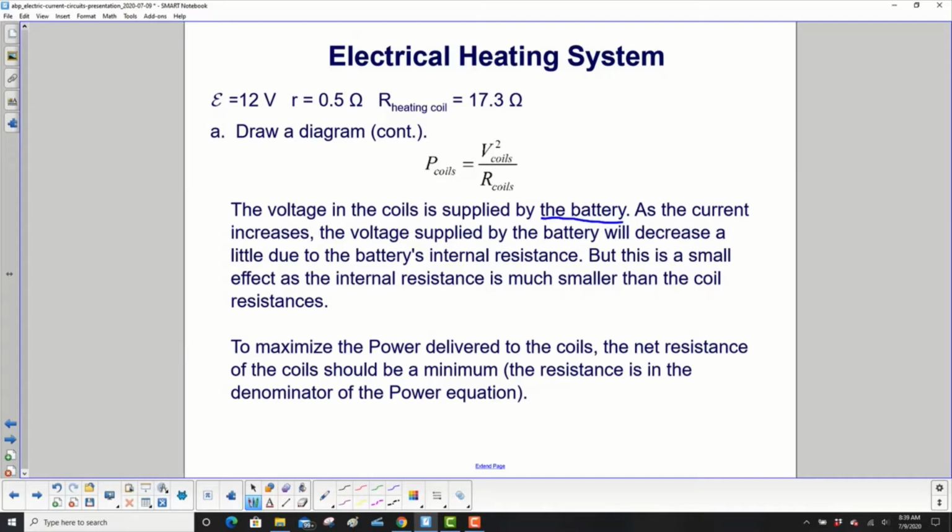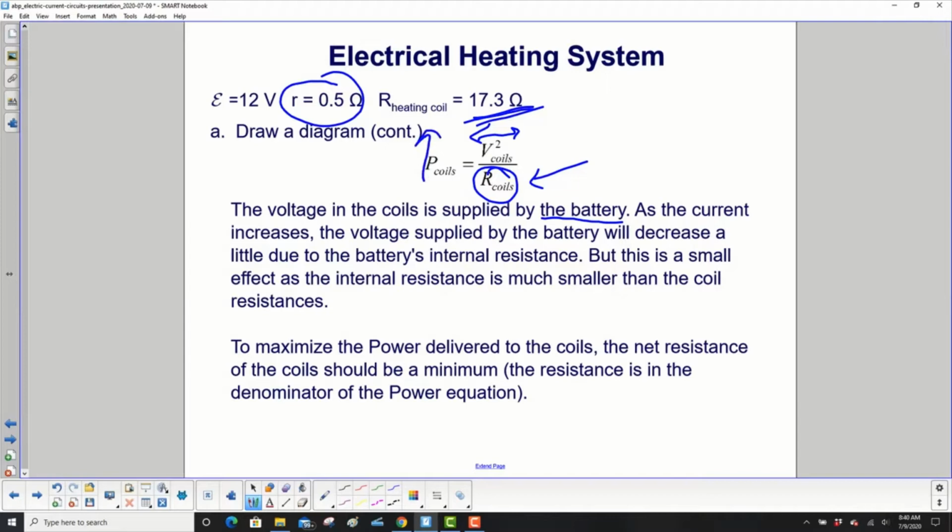Now, as the current increases, the voltage supplied by the battery will decrease a little because, why? The battery has an internal resistance. But that's a small effect, as the internal resistance is much smaller than the coil resistance, right? It's about 34 times as small. To maximize the power delivered to the coils, we're assuming that this voltage stays pretty much constant across the coils. The net resistance of the coil should be a minimum. The resistance is in the denominator here, so if we can make this small, the power delivered to the coils goes up.